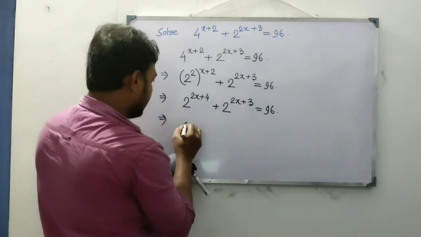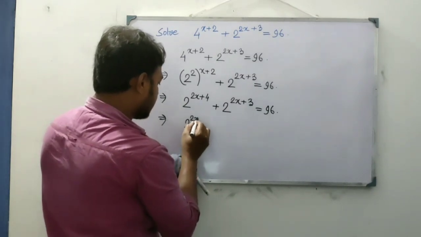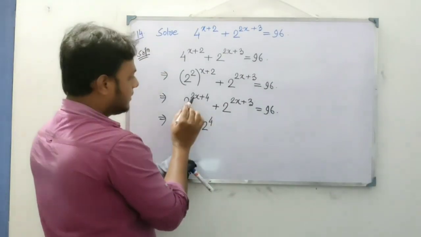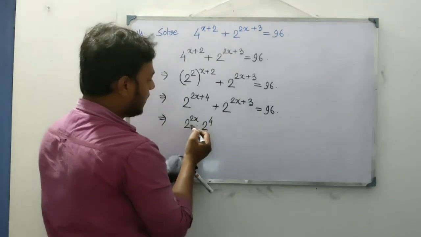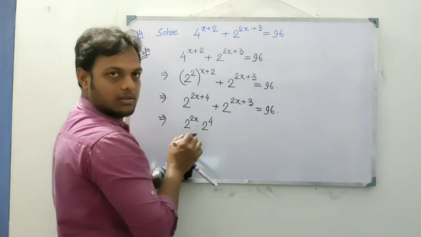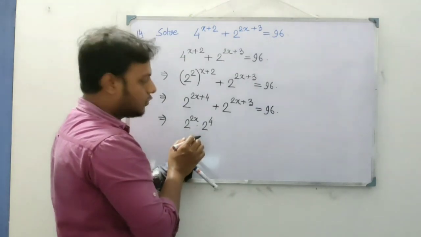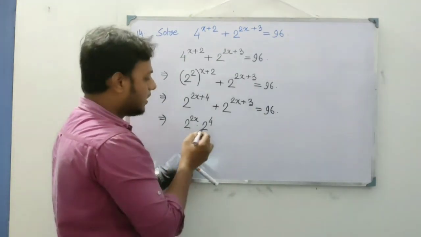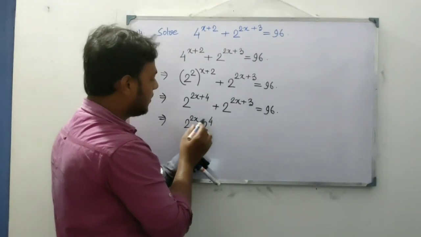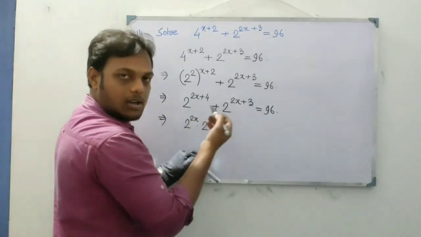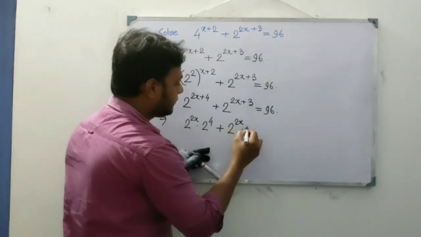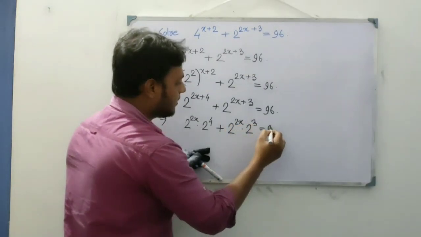Now this can be written as 2 to the power 2x into 2 to the power 4. Since these powers are in addition form, we can write it in product form, since we have used the rule x to the power m into x to the power n equals x to the power m plus n. That rule: 2 to the power 2x into 2 to the power 4 means 2 to the power 2x plus 4. For the second case also, 2 to the power 2x into 2 cube equals 96.